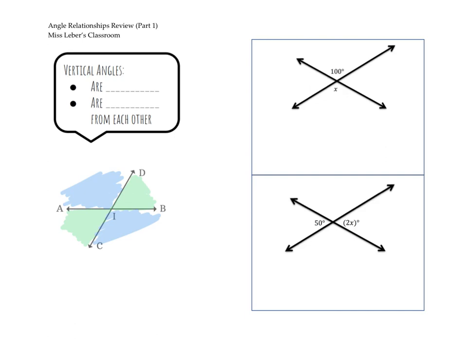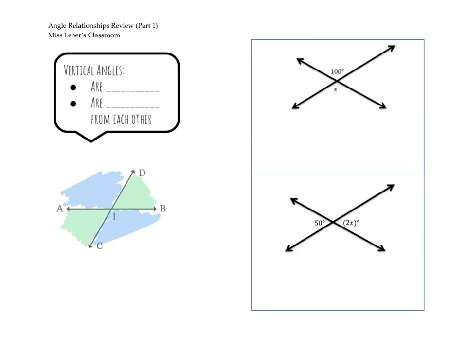Good morning, 7th grade. So this week we are going to review some geometry topics, specifically angle relationships. This video will talk about the 4 basic types of angle relationships. The next one will talk about parallel lines. So let's get started. We're going to start off with vertical angles.